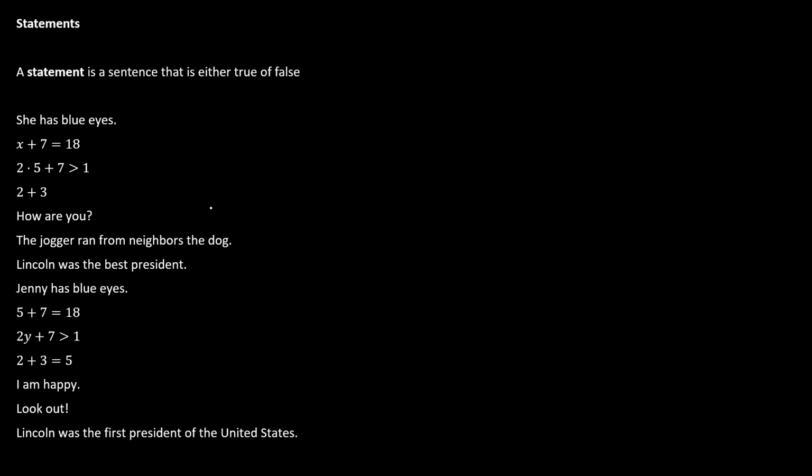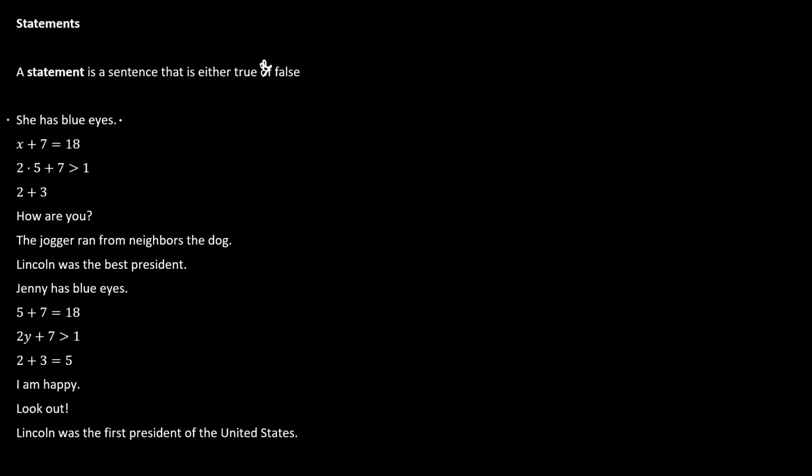First, let's start by defining what a statement is. A statement is a sentence that is either true or false. See a typo here, call that or. False, not of, false. So I have a few things written on the screen and we want to go through and decide which of these are statements. We'll know it's a statement because we can agree that it's either true or it's false. So let's start with the first one.